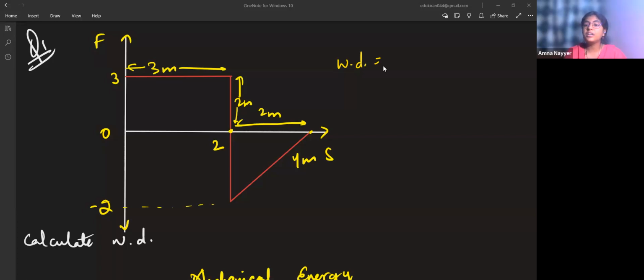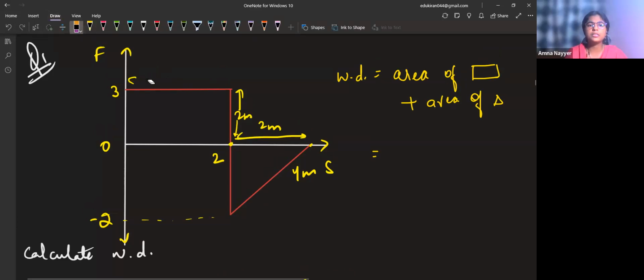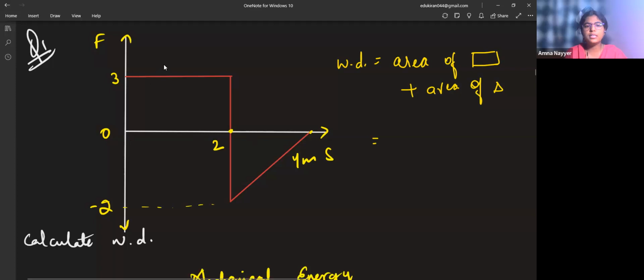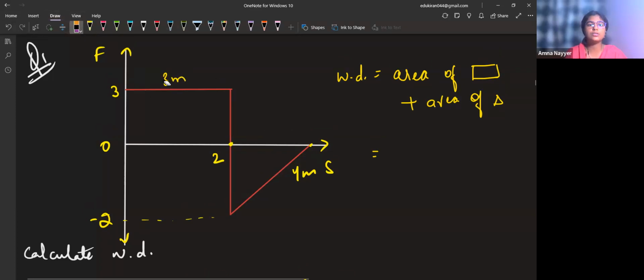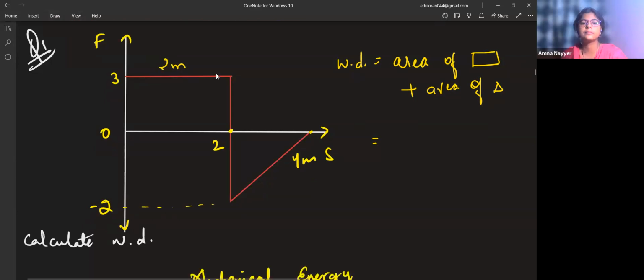So when we talk about work done, it means the area of the rectangle plus area of triangle with the proper sign conventions. So for the area of the rectangle, the length is 3 meters. See, this is given as 0, this is given as 2, and this part is given as 2. This will be 2 meters. And along the y-axis, this is 3 meters. So again, area of a rectangle is length into breadth.